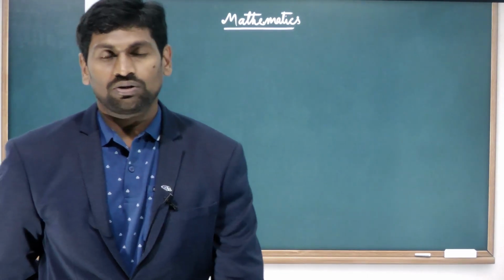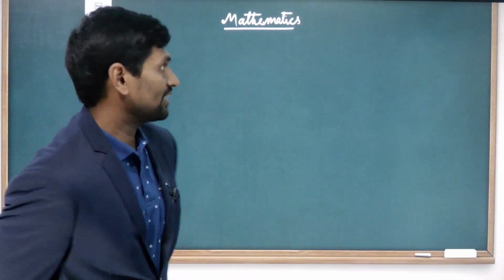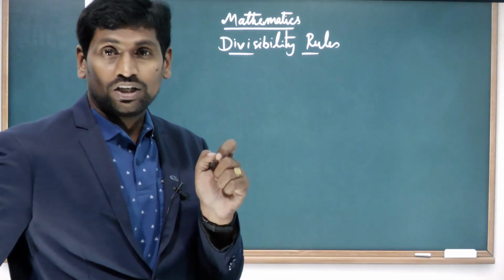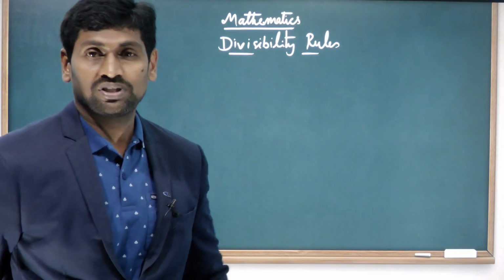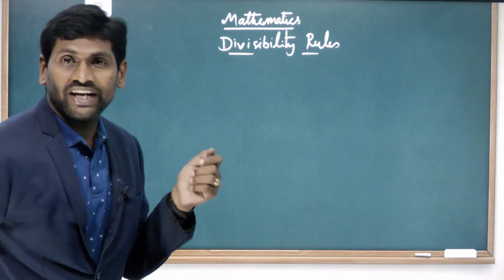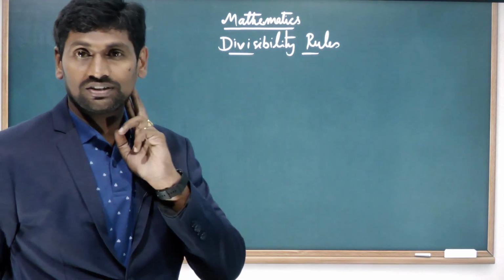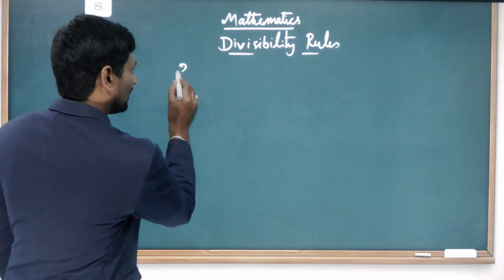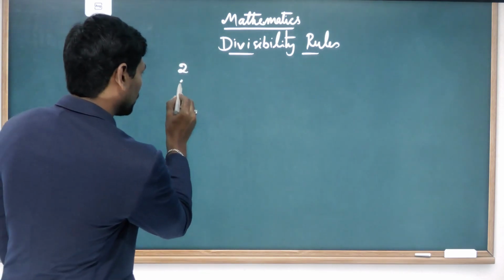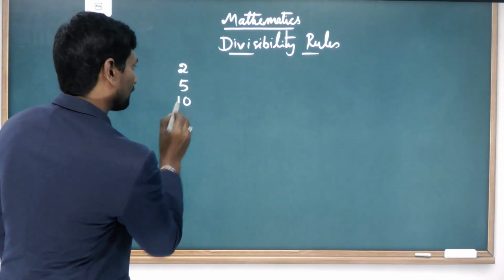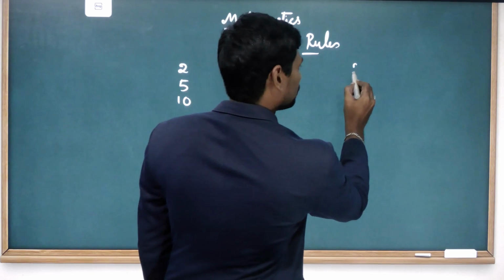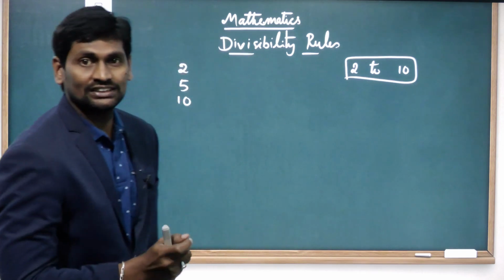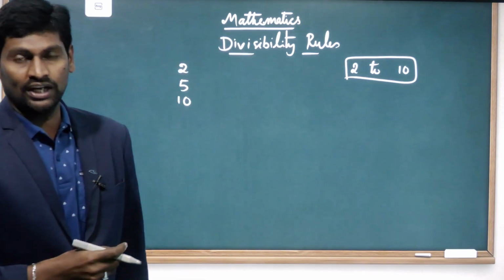So today we are going to discuss the divisibility rules. Let us see them. Divisibility rules are used to calculate whether a number will be divisible by the given numbers. That means without doing the actual division, we can identify whether the number will be divisible or not. Let us discuss some important rules, like the divisibility rule for 2, the divisibility rule for 5, and the divisibility rule for 10.